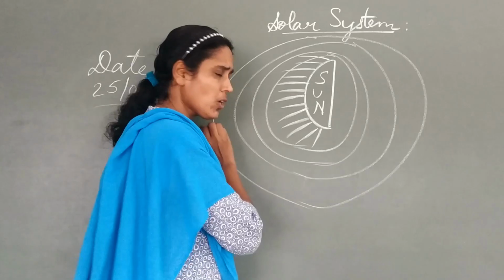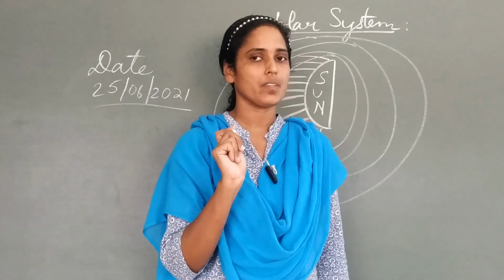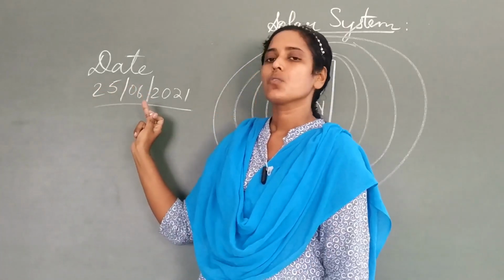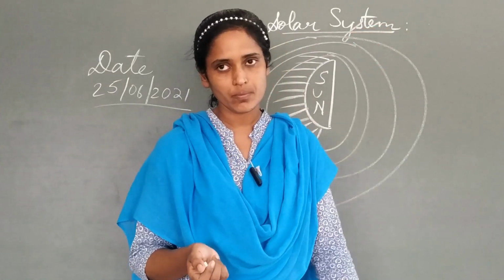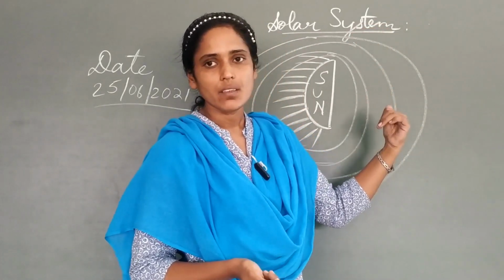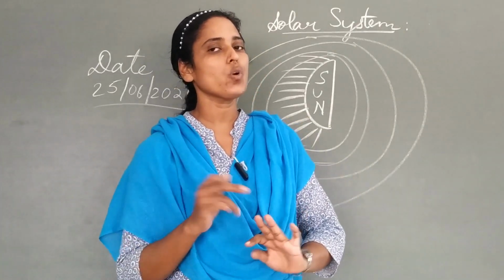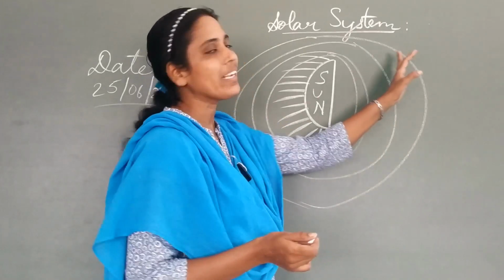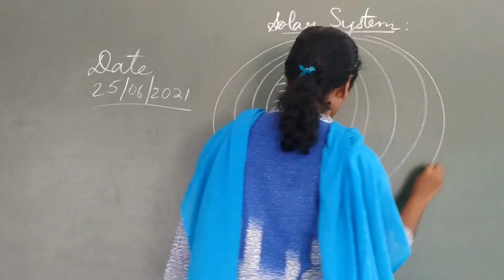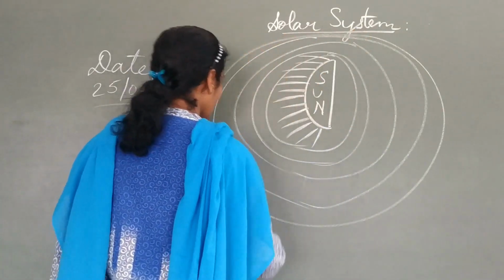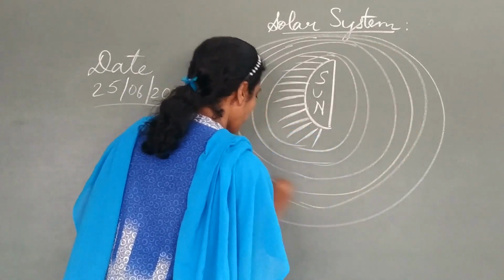Okay, students, you will draw this figure along with me in your notebooks. You will write today's date, 25/6/2021, and the heading has to be given as solar system. The key element is the sun, and you will draw the different orbits. For your syllabus, you don't have many elements, so you will draw only 9 of these. Draw 9 orbits and complete your figure.